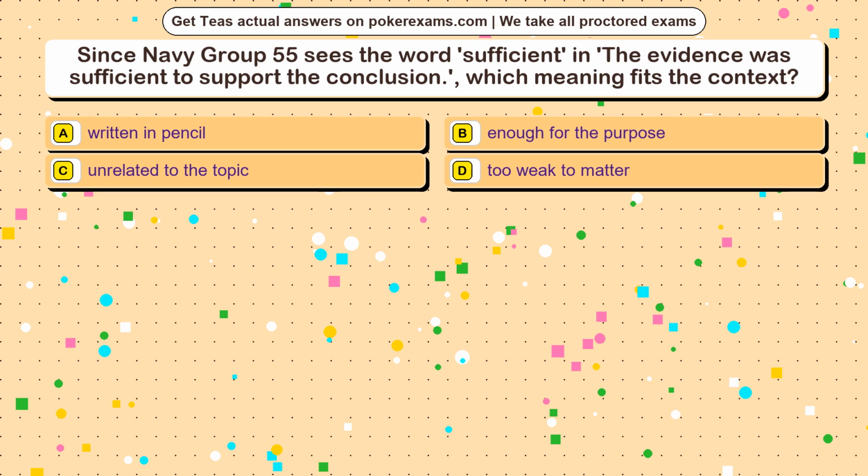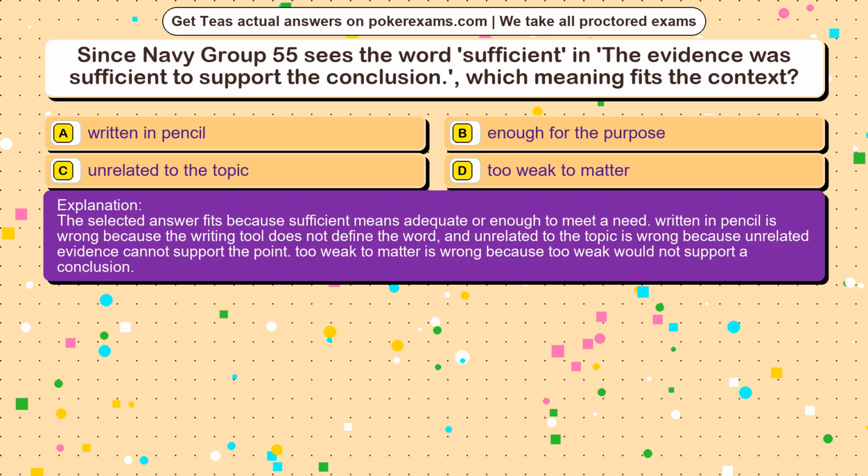The correct answer is option. The selected answer fits because sufficient means adequate or enough to meet a need. Written in pencil is wrong because the writing tool does not define the word, and unrelated to the topic is wrong because unrelated evidence cannot support the point. Too weak to matter is wrong because too weak would not support a conclusion.